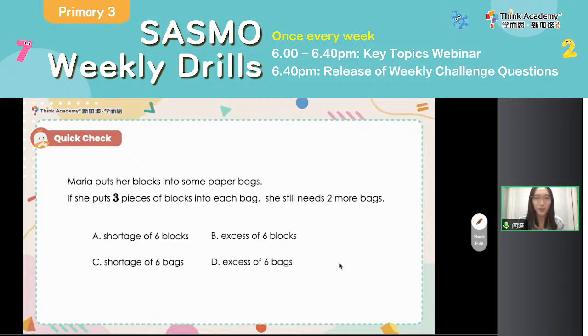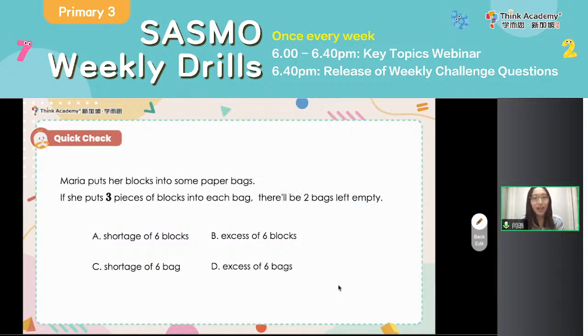Okay, so here, let me show you. The answer should be B. Okay, so here, let's read it together. 3 pieces of blocks into each bag. So actually for the bag, it can be regarded as the group, okay? What is the object we are looking for? That is the blocks. And then still need 2 more bags. 2 more bags. That means there are still 6 blocks, okay? So that is the excess of 6 blocks. Understand? You want to change? Too late, cannot.